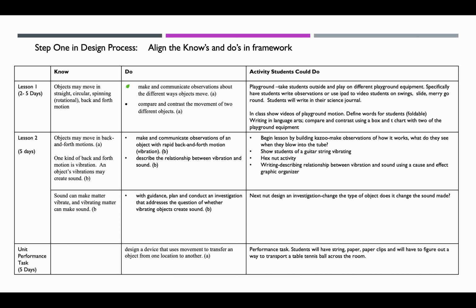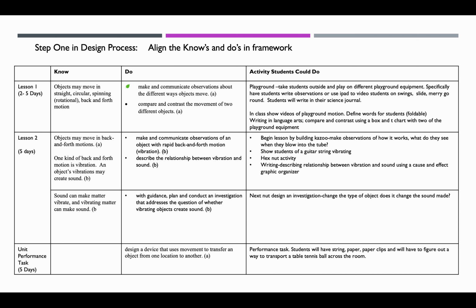And I can see that there are 2 do's that I feel really align to this well. Notice I didn't add the make and communicate observations of an object with rapid back and forth motion because that's really specific to vibration. So I'm going to have kids identify back and forth motion because as you're thinking about playground science, what should be popping in your head that's a great thing for kids to get on that gives them that back and forth motion?